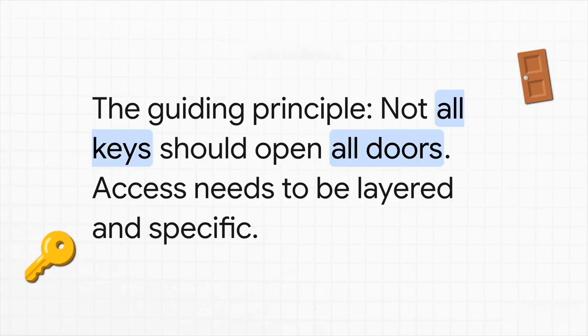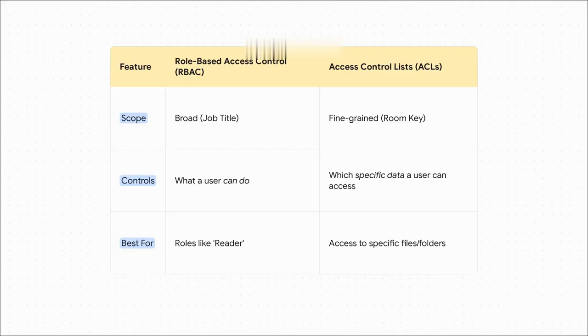Think about it. You would never give every single person in your office a master key that opens every single door, would you? Of course not. The exact same logic has to apply to your data. Access needs to be layered, and it needs to be specific. And that brings us to these two kinds of keys we have in Azure: RBAC and ACLs.